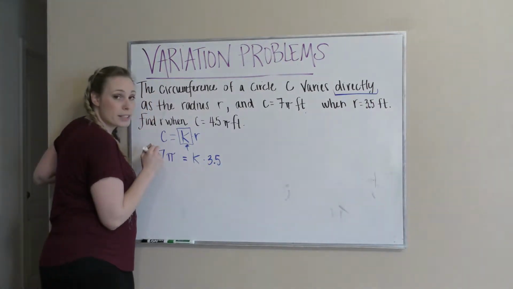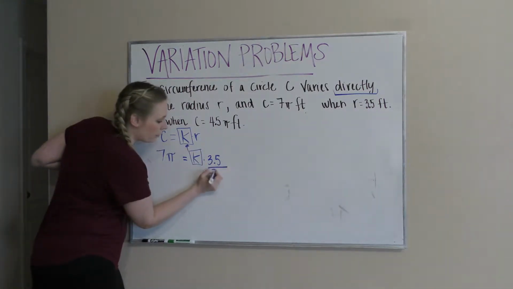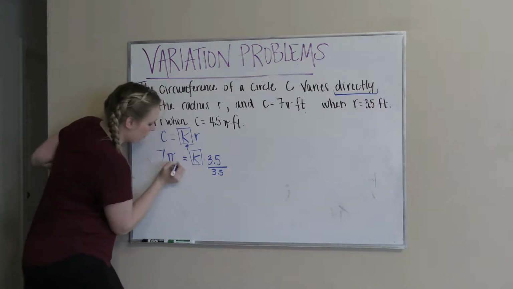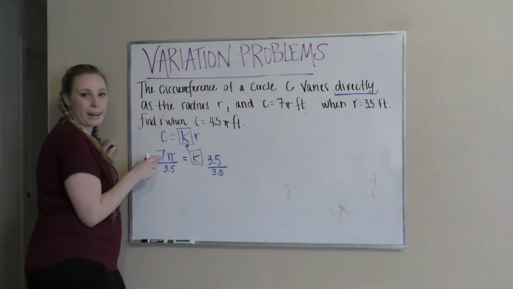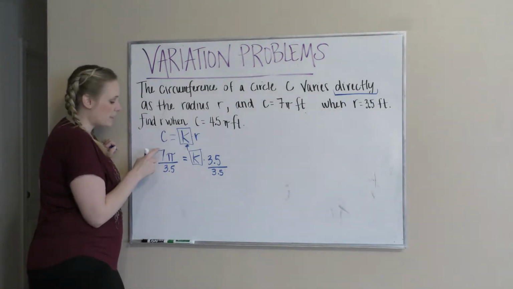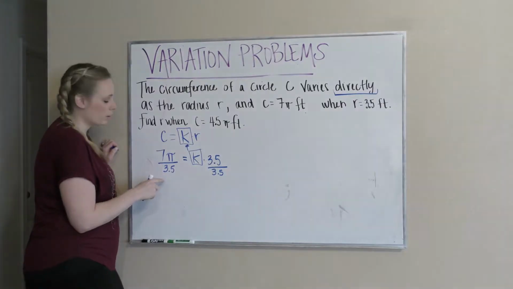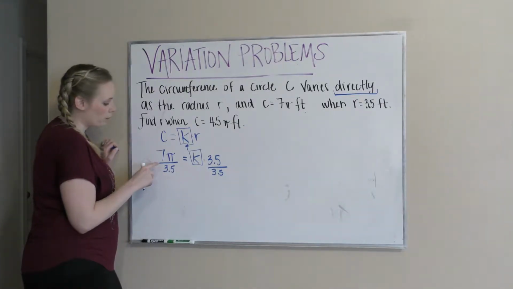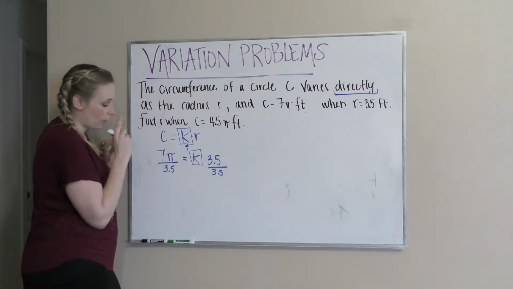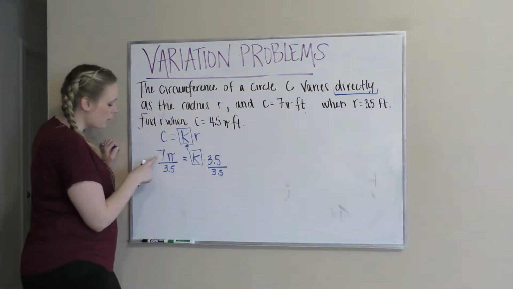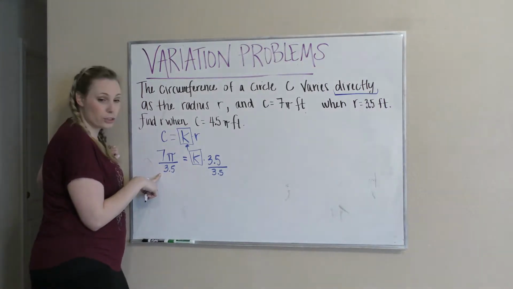We want to get K by itself so that we can build an equation, and so we're going to divide by 3.5. Leave the pi. Just do 7 divided by 3.5. 7 divided by 3.5 is 2. If you don't believe me, you can plug that into your calculator.